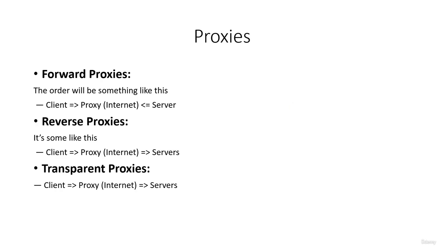Reverse proxy. This is used to hide the network architecture behind it, for distributing load traffic to the servers. The communication is made to the proxy instead of the servers, and then the same proxy will handle the request. And it's something like this, the order. Transparent proxies. This kind of proxy does not modify any information and needs no client configuration. This is commonly used by ISPs for faster responses.